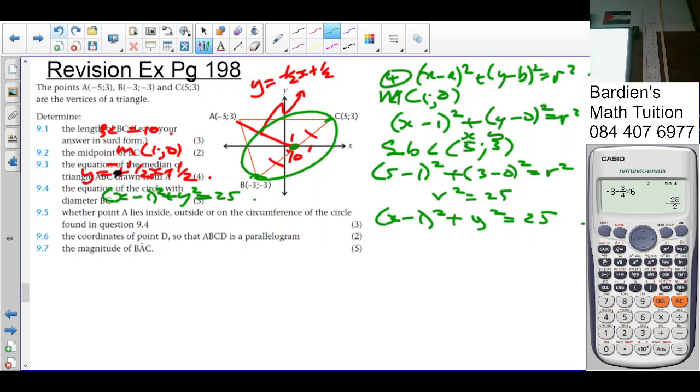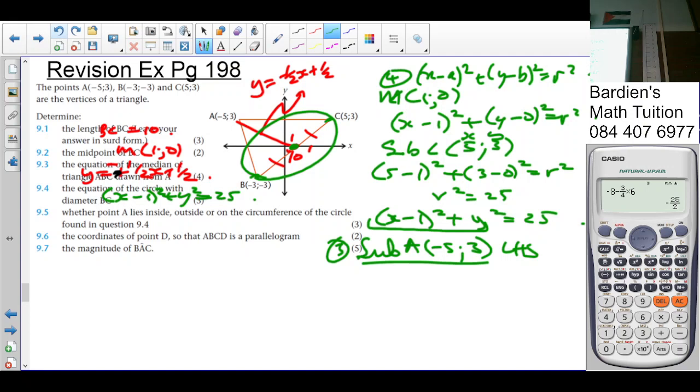Alright. Next thing. The question says, this is number 5, determine whether or not the point A lies outside, inside, or on the circumference of the circle. So what do we do here? If I substitute A into the left-hand side of the equation, this is the same idea as the sum we did. If I substitute that into the left-hand side of the equation of the circle, and the answer comes to be 25, then what do we know? It's on the circumference of the circle. If it comes to be an answer less than 25, what does that mean? Inside the circle. More than 25? Outside the circle.